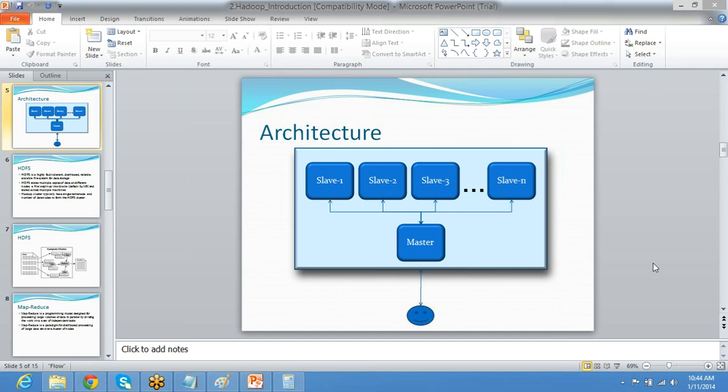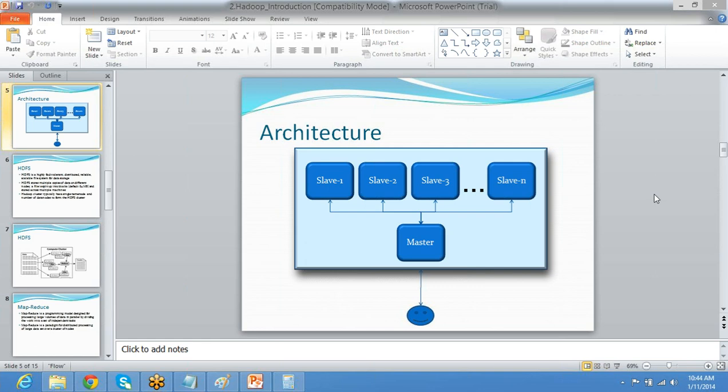Let me explain. In Windows, what file system do you use? NTFS. Yes, correct. In Linux, which file system do you use? ext3. Okay. The same way, in Hadoop you use the HDFS file system to store the data. This is the file system of Hadoop.